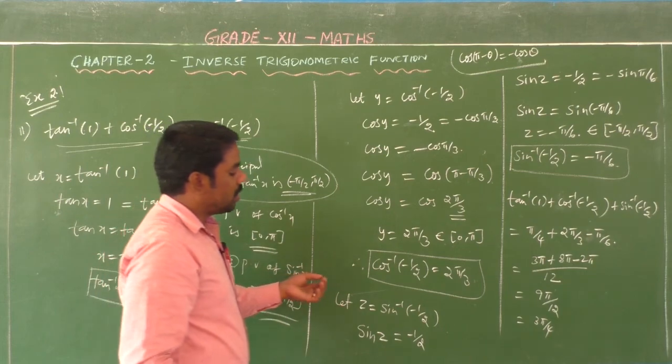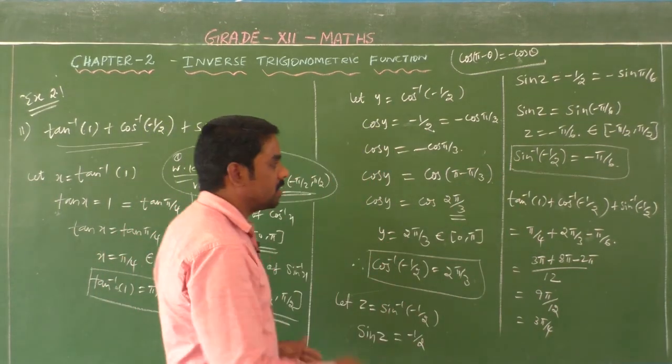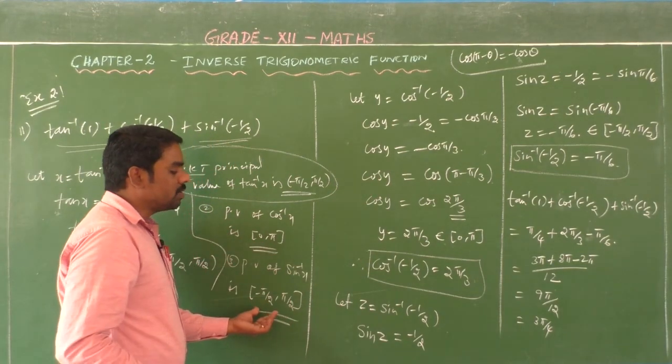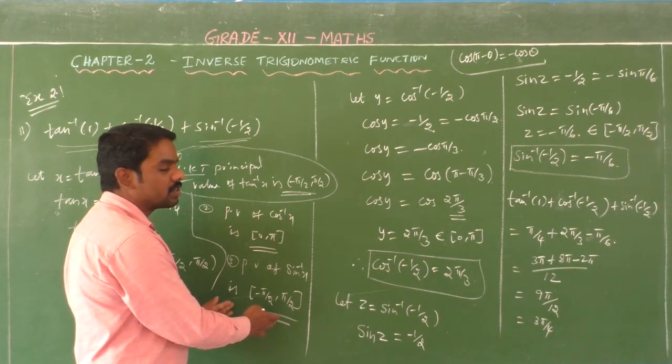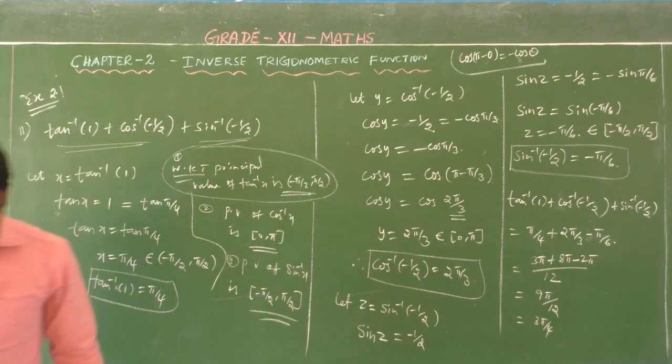And the last one, sine inverse of minus 1 by 2 has value minus pi by 6. That value minus pi by 6 belongs to the principal value interval of sine inverse x, the closed interval minus pi by 2 comma plus pi by 2. Okay, right, very simple question. Right, next question.